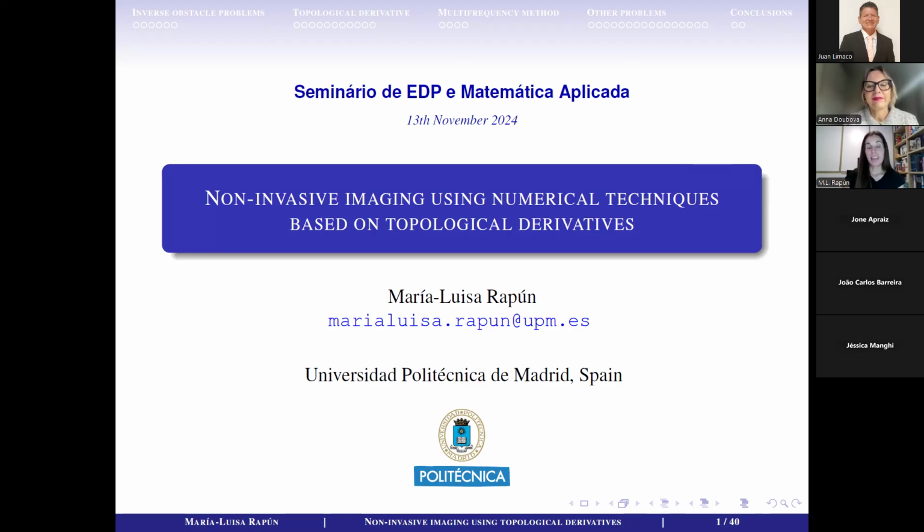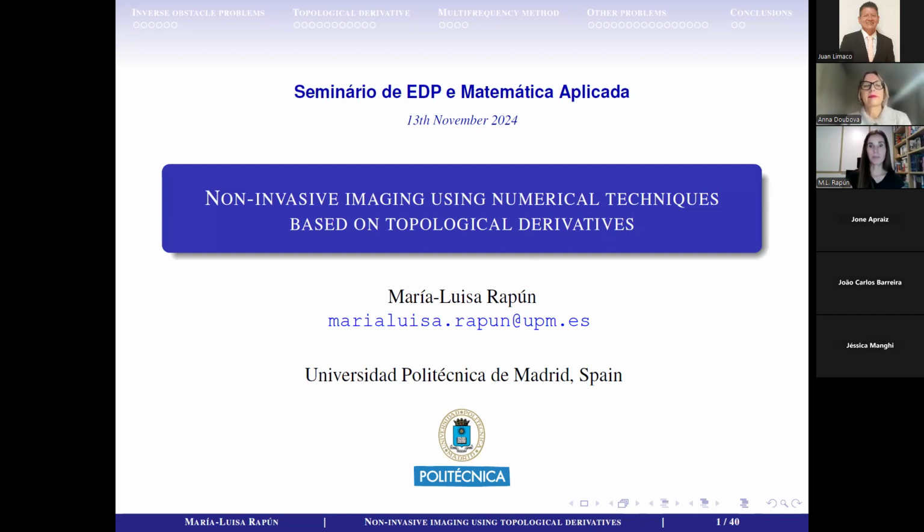And I thought that since this is somehow a general seminar on partial differential equations and applied mathematics, I'm going to just give an overview about my work without entering into much detail about theorems or the proofs. My talk is going to be about non-invasive imaging. This means that we are going to perform non-destructive testing to try to identify some objects.